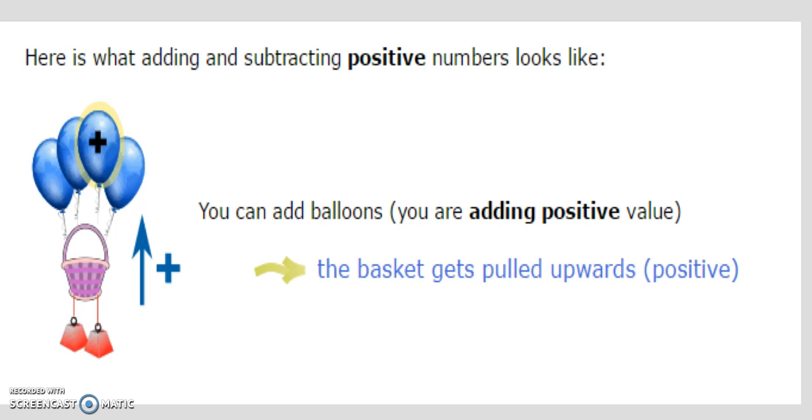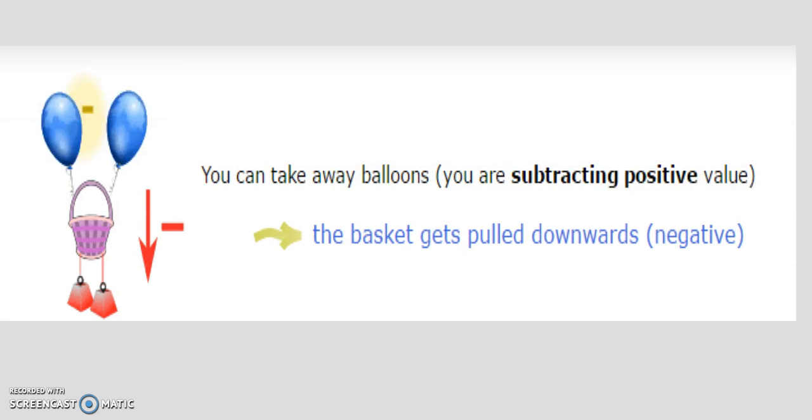Let's take a look at adding and subtracting positive numbers with our basket. When you add balloons, or add a positive value, your answer is going to get pulled up, which makes sense. You have more helium pulling your basket up. However, when you take away a balloon, you are subtracting a positive value, and naturally your basket is going to sink down. It's moving in a negative direction. These two examples are obvious. It's exactly what you've been doing since you were young.